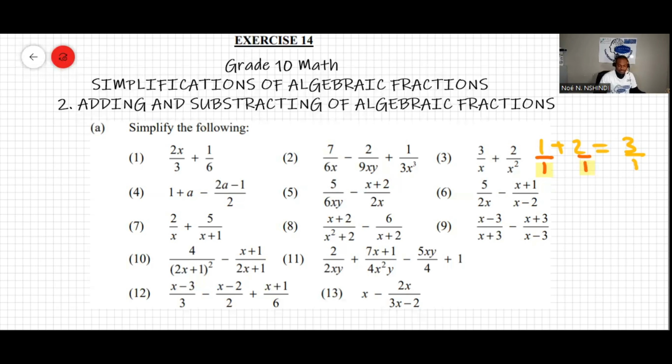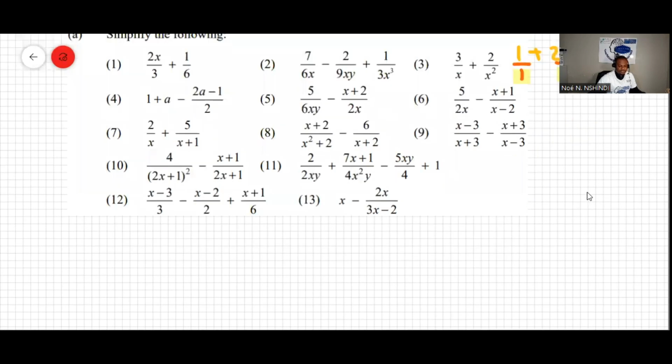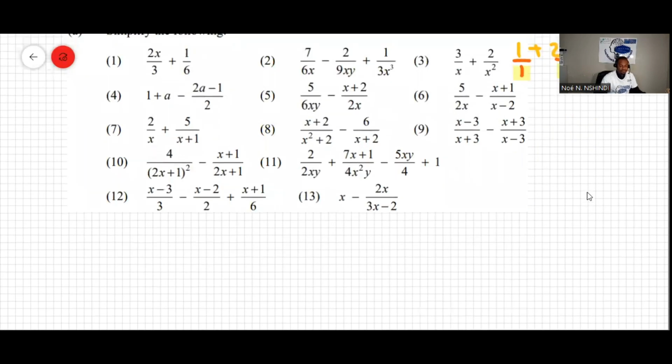Thank you. So now let's dive into the questions. The first question here is 2x over 3 plus 1 over 6. Let me write question number 1: 2x over 3 plus 1 over 6. Now, I look here. The denominators are 3 and 6. They're not the same. They're not common. So what to do in this situation? We need to make the denominators common.